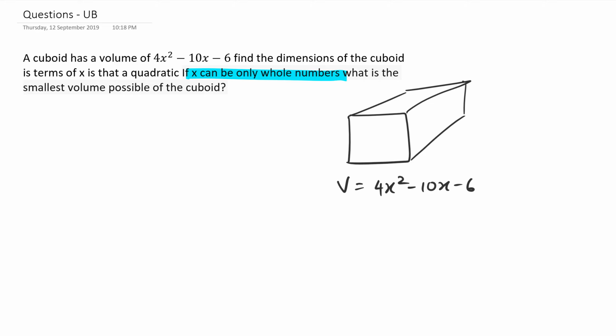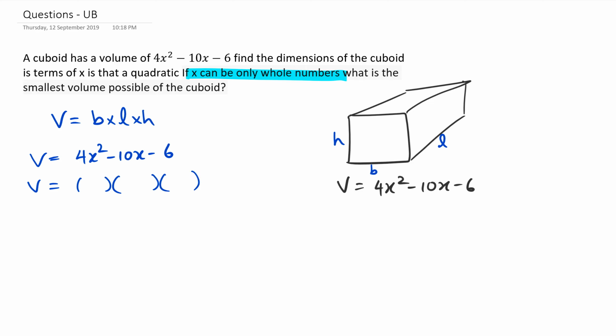What I do know is the volume of a cuboid is the base times the length times the height. Height being there, base being there, length being there. You can call it whichever way you want, it doesn't really matter. But all you know is that you've got three measurements there. Now the volume itself is written at the moment as 4x squared minus 10x minus 6. So I need to factorize this so it looks like something with three brackets, because one of them is going to be base, one of them is going to be length, and one of them is going to be height.